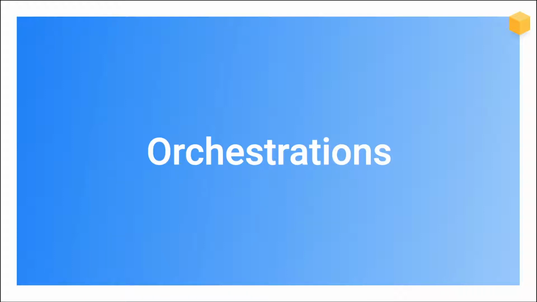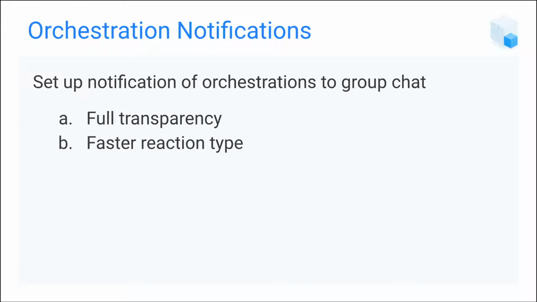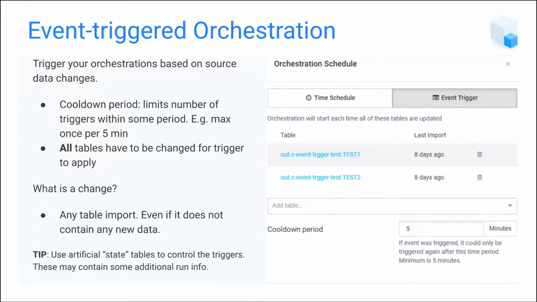Some best practices for orchestrations we have is to set up group notifications, or notifications to a group chat, in case there is any failure or a warning. This gives you full transparency of the orchestration. Plus, given that it's in the group chat, a larger amount of people is covered, and this in turn provides a faster reaction time.